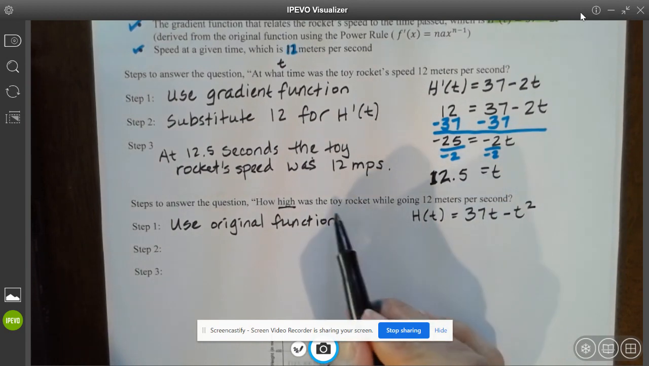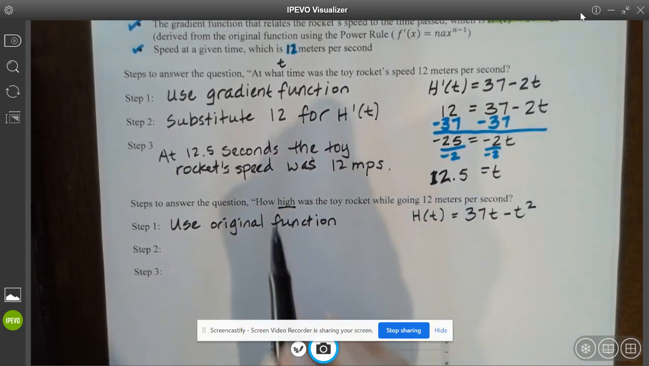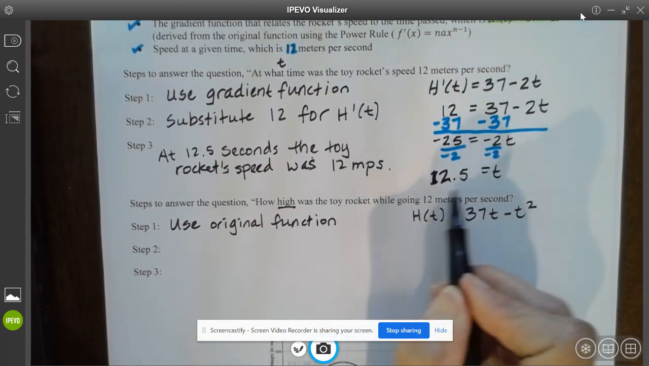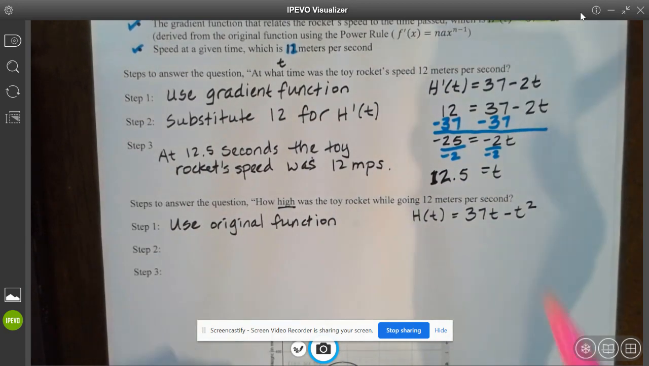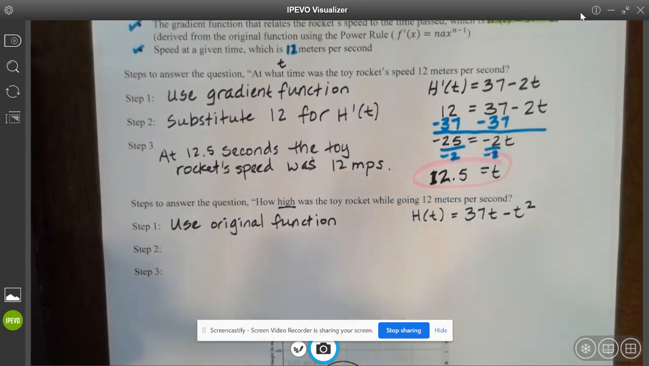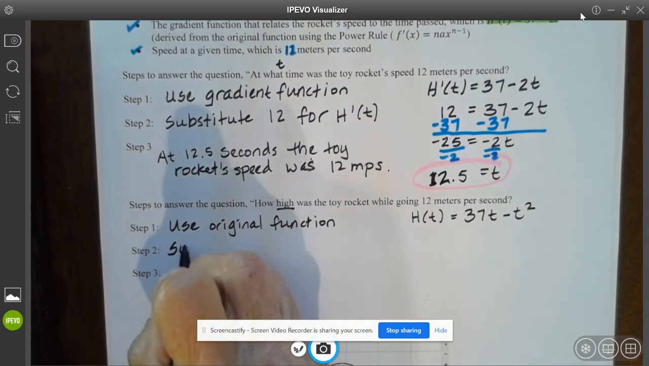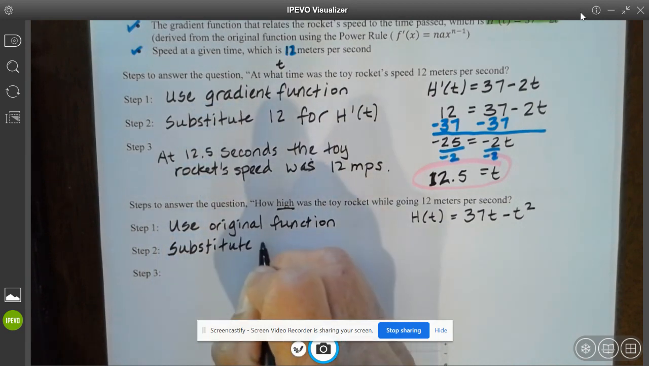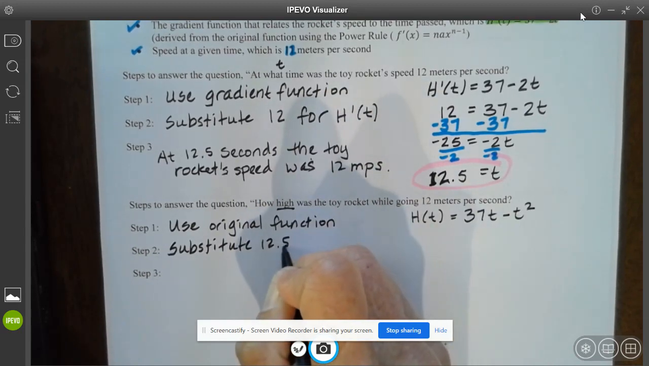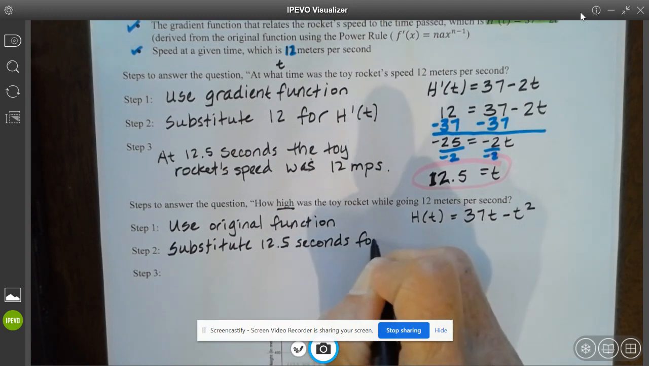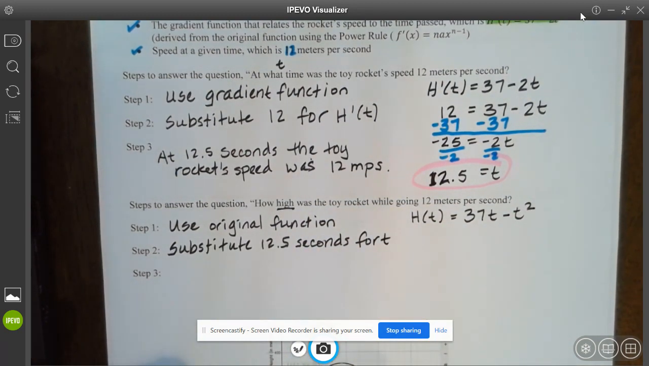And we already know the t value. We know that at 12 meters per second, the time was 12.5. So we're going to take this. That is the time. And we're going to substitute 12.5 seconds for t because we know the time.